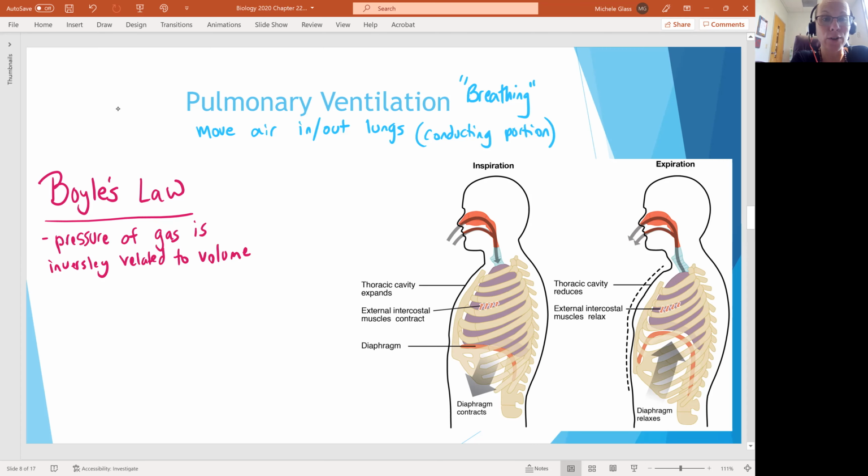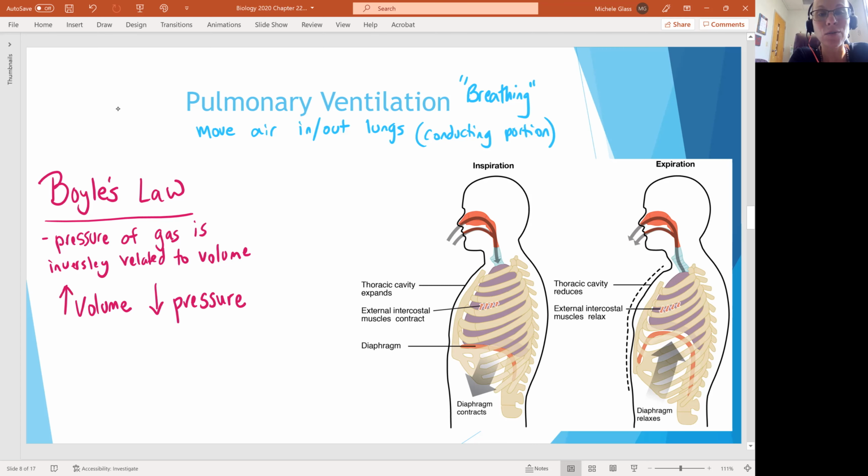Pressure of gas is inversely related to volume. And what that means is opposite relationship. Inverse relationships are opposite relationships. So if you increase the volume, the space that's holding the gas, you decrease the pressure. If you increase the volume, you decrease the pressure. This is an inverse relationship and it goes both ways. So then if we flip those arrows around, if you decrease your volume, you're going to increase your pressure.